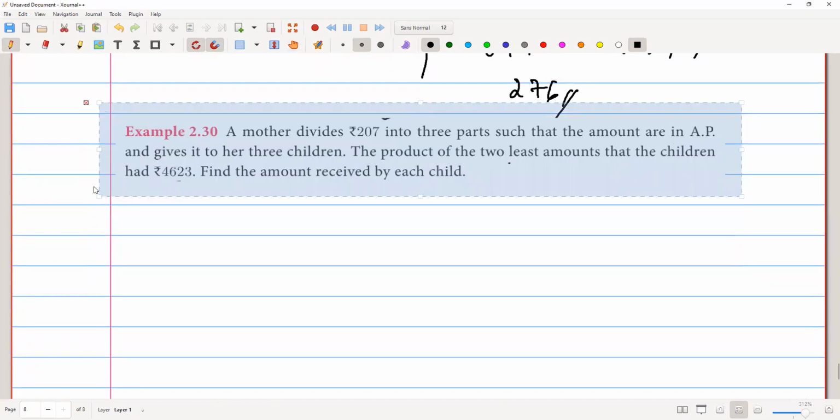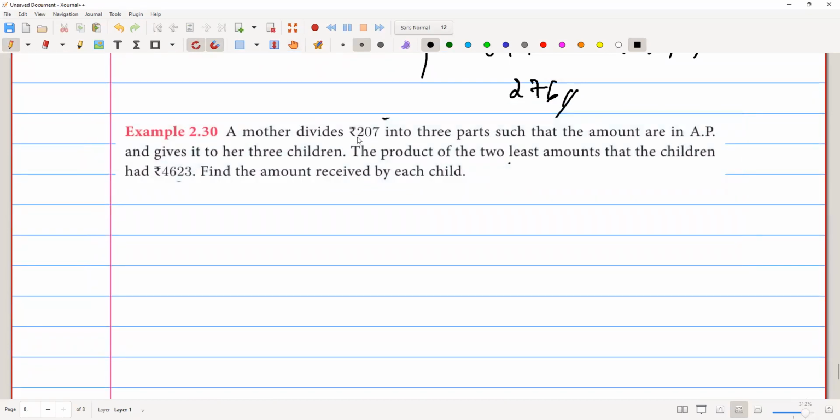Three people in AP. A mother divides 207 into 3 parts such that the amounts are in AP and gives it to 3 children. The product of the 2 least amounts that the children had is 4623. Find the amount received by each child. So the first one would be A minus D, second one is A, third is A plus D.